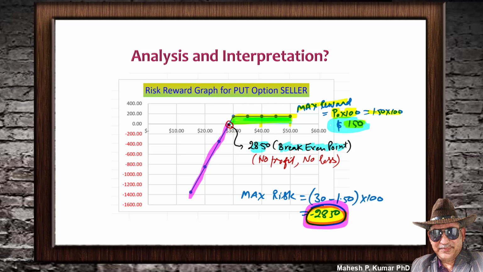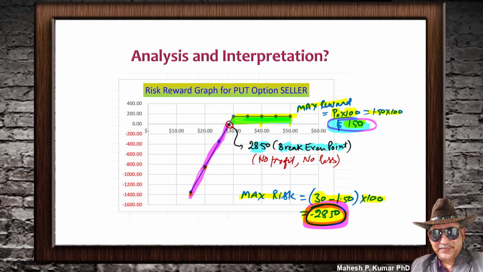But if the market price goes down, you are bullish, and the market price goes down to 20 or 10 or whatever, then you will be in this red region. And your maximum risk, of course, is the strike price minus the premium that you have received times the number of shares. So the maximum you can lose in this contract is $2,850, and the maximum that you can make in this contract is $150.